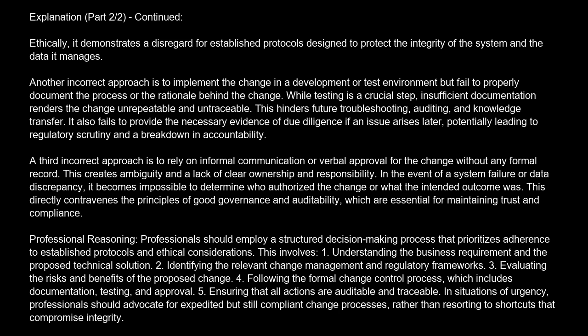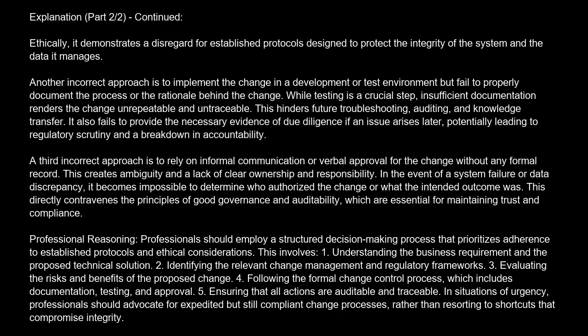A third incorrect approach is to rely on informal communication or verbal approval for the change without any formal record. This creates ambiguity and a lack of clear ownership and responsibility. In the event of a system failure or data discrepancy, it becomes impossible to determine who authorized the change or what the intended outcome was. This directly contravenes the principles of good governance and auditability, which are essential for maintaining trust and compliance.